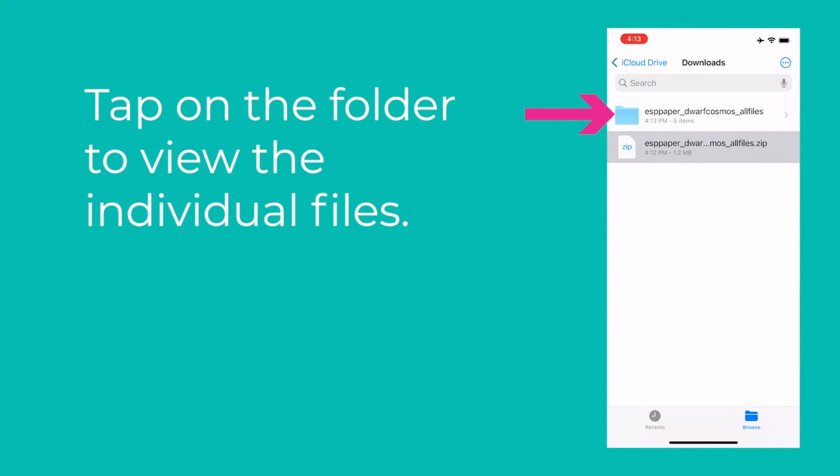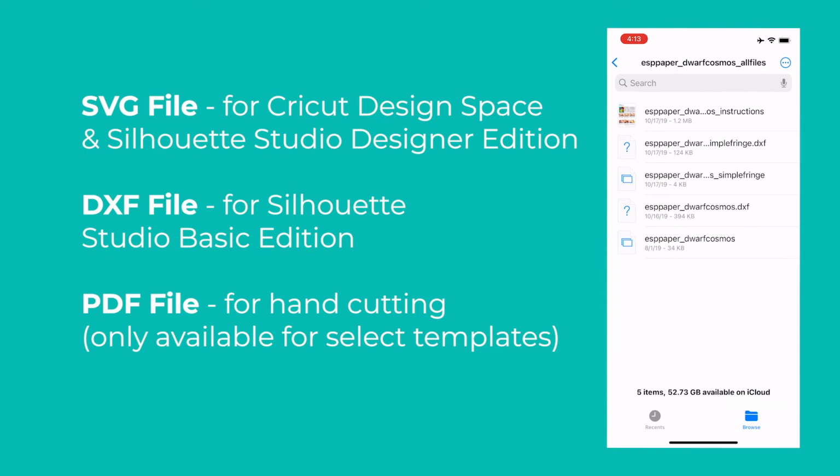It will expand it so that you can see a folder, and then tap the folder to see the individual files in it. So I'm going to pause here for a minute and explain what you're getting with most templates. The SVG file is what you'll need for Cricut Design Space or Silhouette Studio Designer Edition. You won't need the DX file unless you're using Silhouette Studio Basic Edition. Occasionally, some of my templates do have a PDF for hand cutting, and also the instructions will be a PDF file.